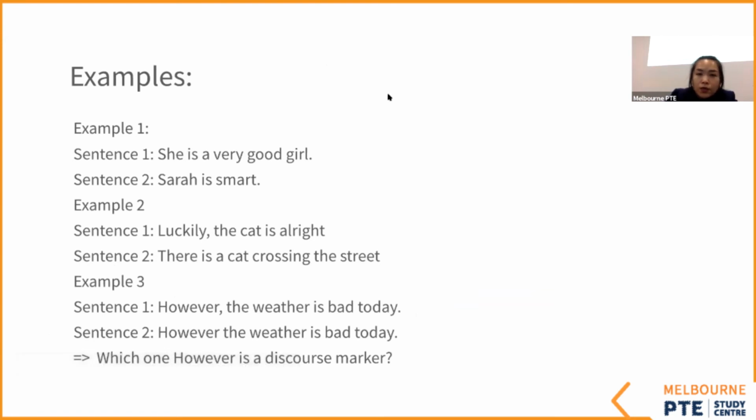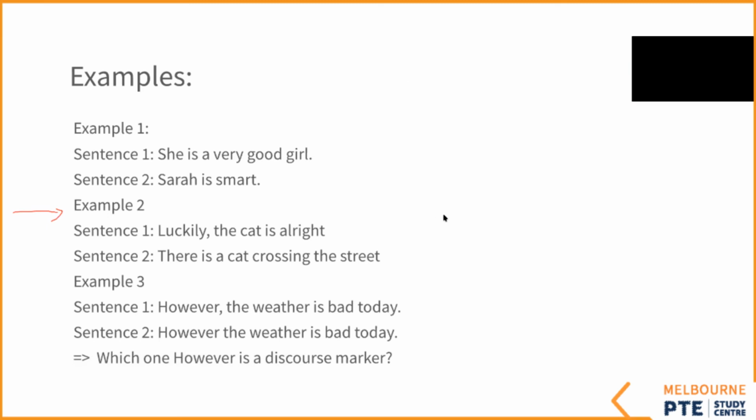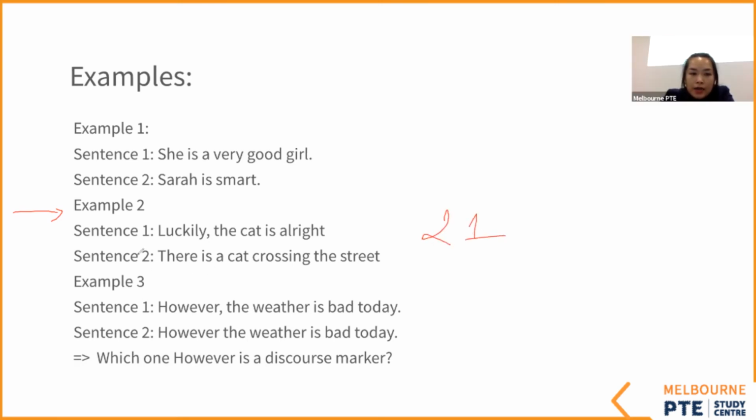Right. Can you do example number 2? The first one is sentence 2, and sentence 1 is the second one because of the comma, and then that likely refers to the subject of the first. So 2 and 1, right? Yeah. Now, luckily, the cat is all right.